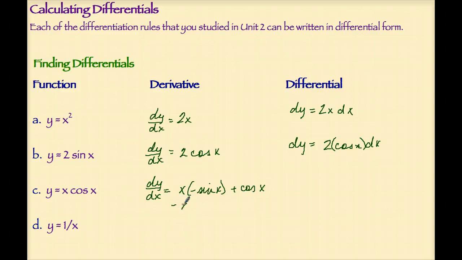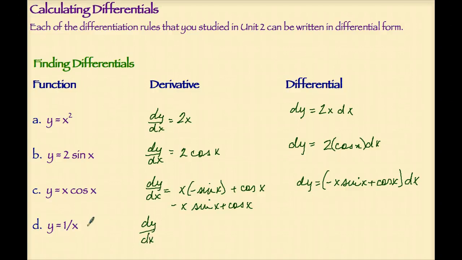Simplifying this a little bit would give us negative x sine x plus cosine x. But now let's write this in differential form. dy is equal to negative x sine x plus cosine x, and then of course dx. And in letter D, dy dx will be, if I rewrite this as x to the negative 1, I will have negative x to the negative 2, which can be written as negative 1 over x squared.